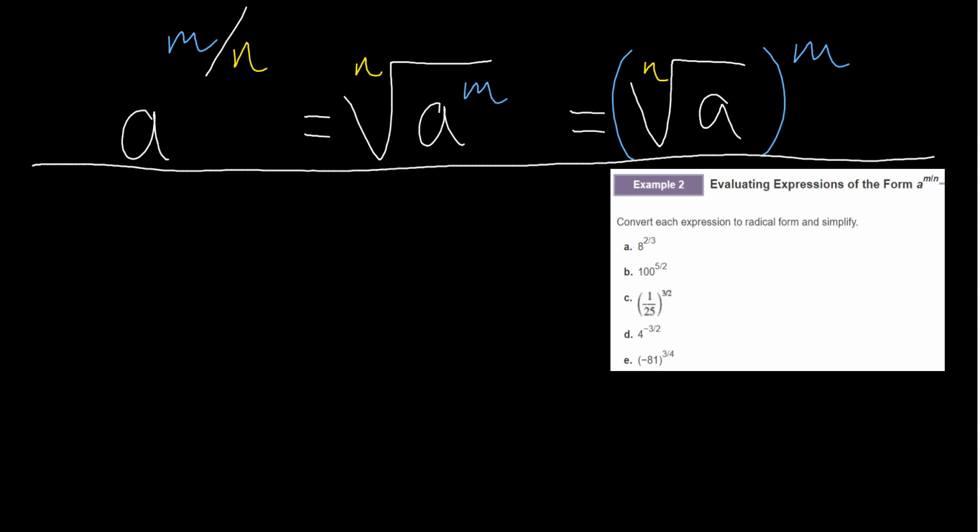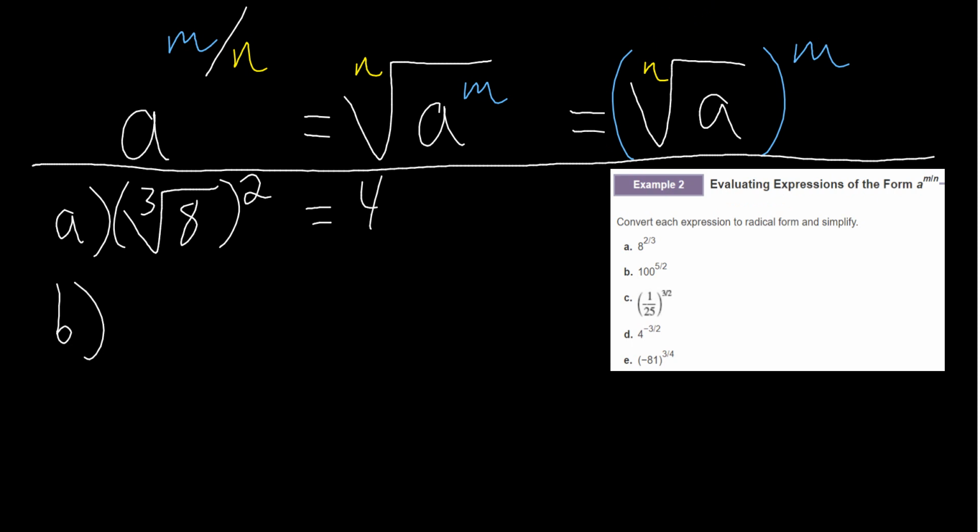There we go. Alright, so example 2 reads, convert each expression to a radical form and simplify. Okay, so in order to convert this to a radical form, we know that we can rewrite this as the cube root of 8, and then we're going to just do it this way, squared. We're going to do it the second way. Okay, so what is the cube root of 8? Well, that's 2. What is 2 squared? Well, that's 4. So it's just going to be 4.